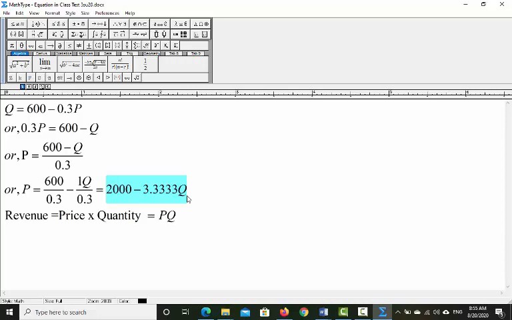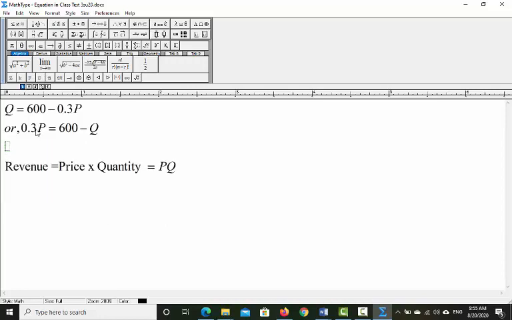But anyway, we don't have that in this question. What we have is 0.5P, so we can multiply both sides by 2. We get P on the left hand side, and on the right hand side we have 1200 minus 2Q. So P is equal to 1200 minus 2Q.